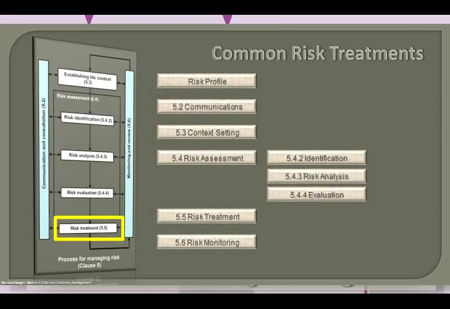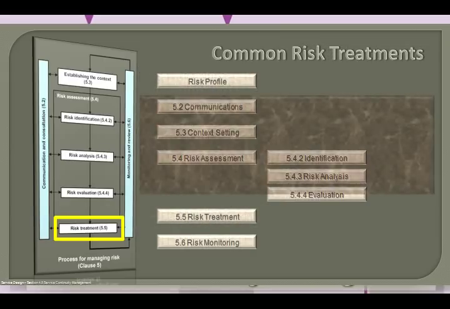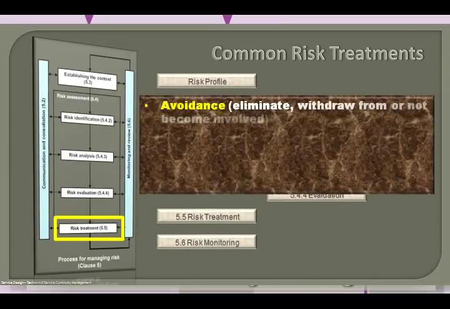Common risk treatments include the following 4 tactics. Risk avoidance includes not performing an activity that could carry risk. Avoidance may seem the answer to all risk, but avoiding risk also means losing out on the potential gain that accepting the risk may have allowed.